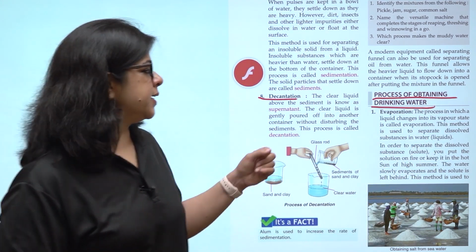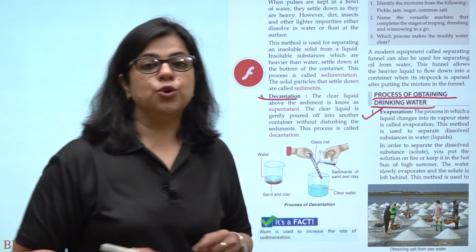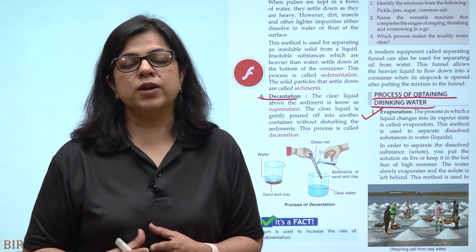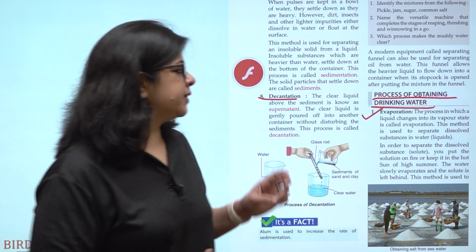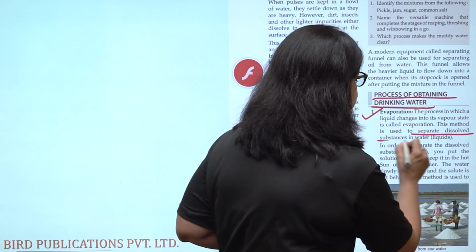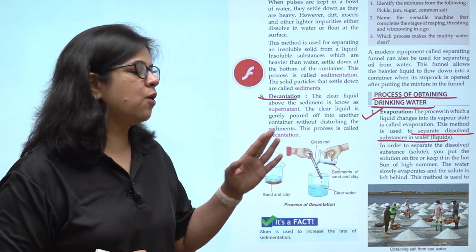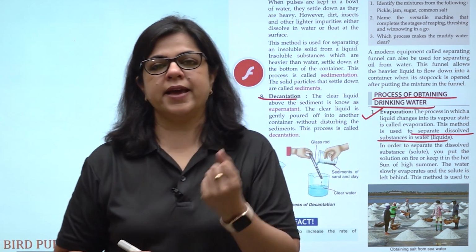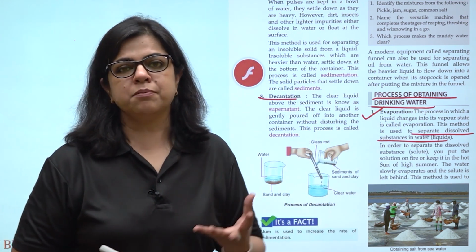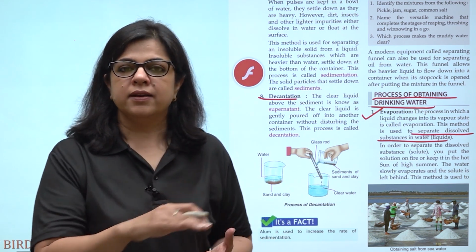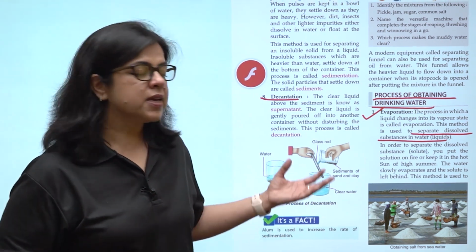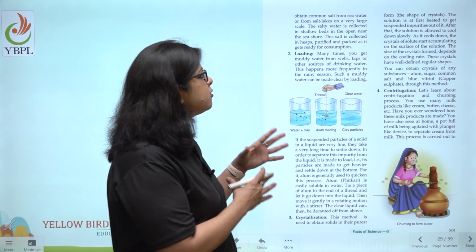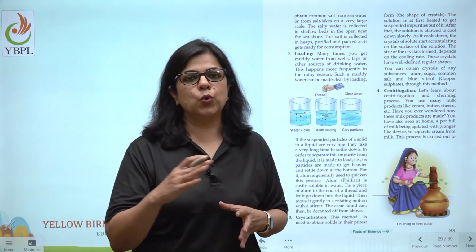The first method is evaporation. We all know that the process in which the water changes into vapor state is known as evaporation. And this method is used to separate dissolved substances in water. So, for instance, if water and salt are there in a mixture, if you boil that mixture, the salt will be left as a sediment or as a waste, and pure water will rise as water vapor, and it can later on be collected by cooling it.